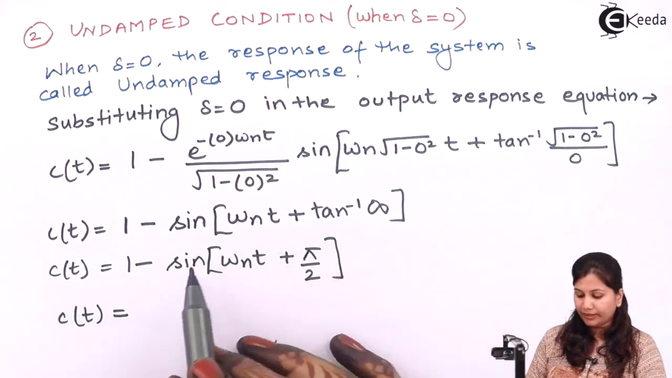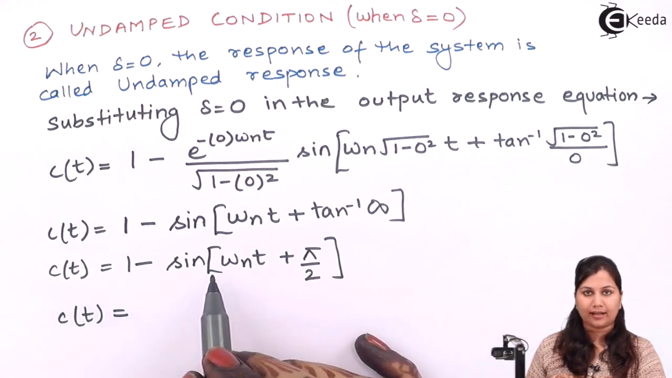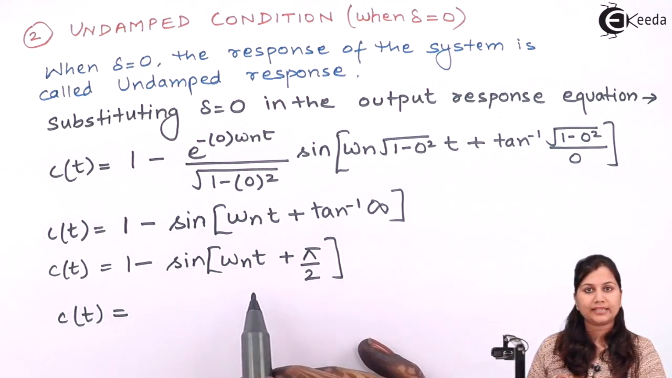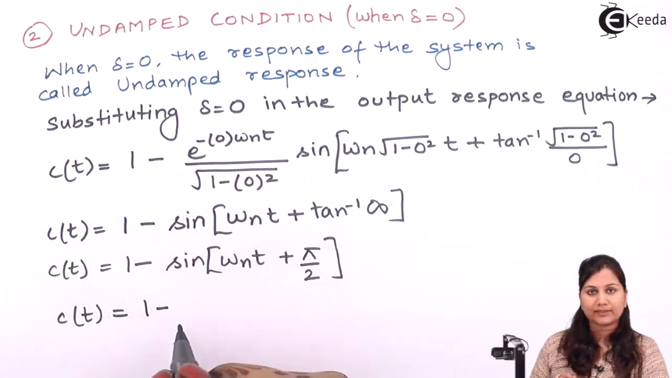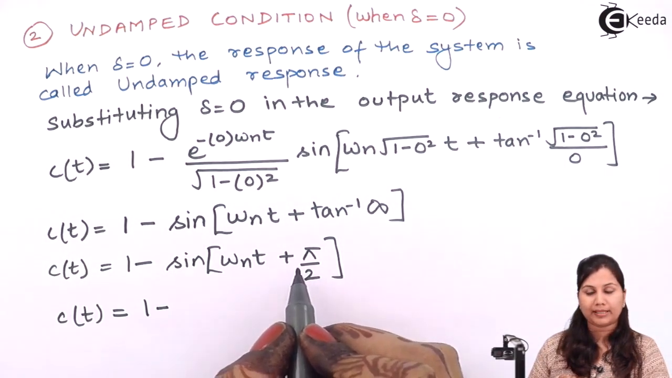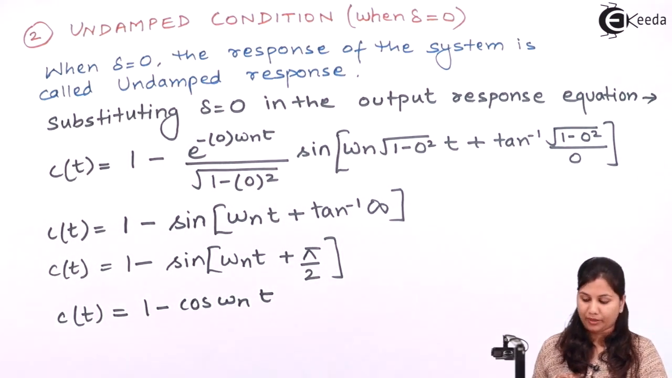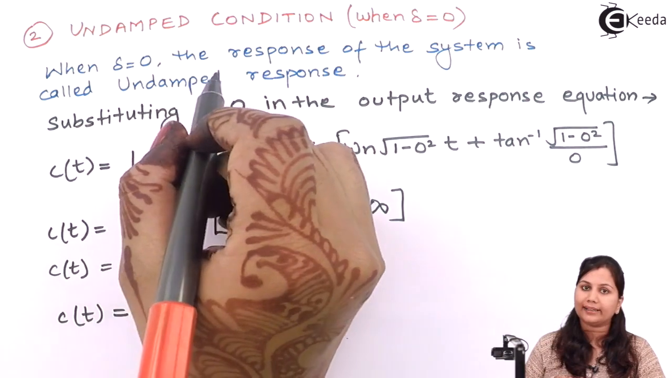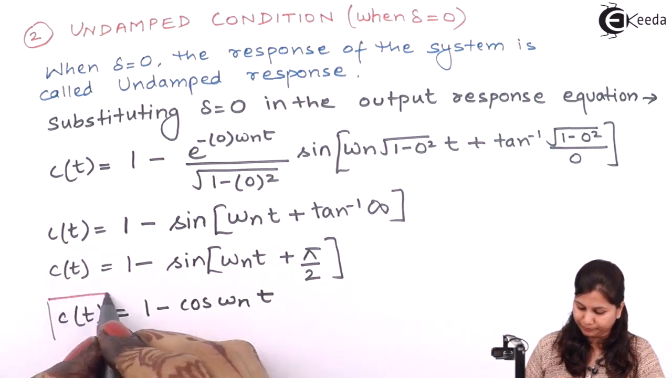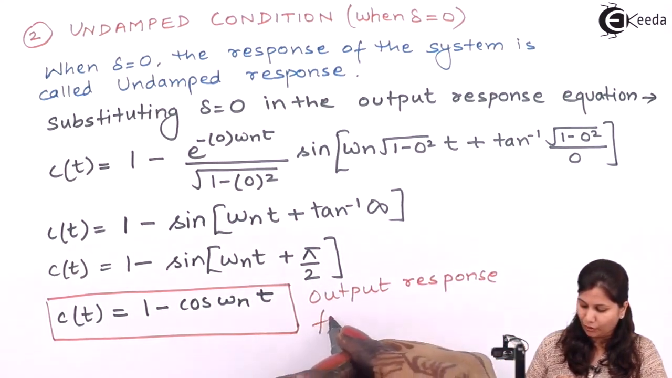Now here we are having sine of pi by 2, that is 90, plus theta. Sine of 90 plus theta will become cos theta. So we will put this value of sine of omega n t plus pi by 2; it will be cos omega n t. So this is the output equation when the value of del is equal to 0, that is the undamped condition. So it is the output response for del equal to 0.